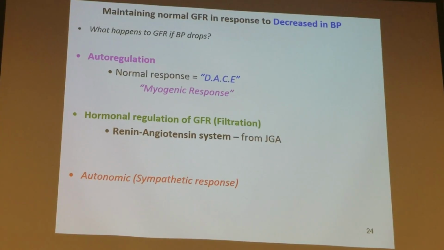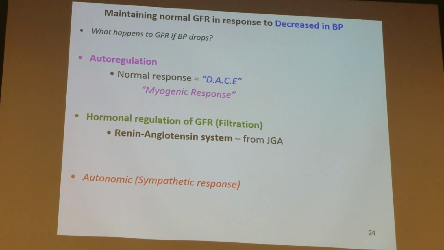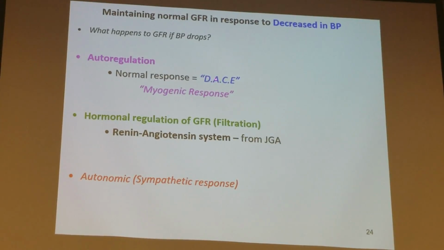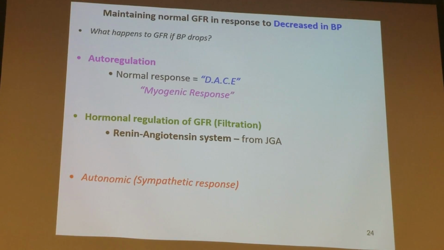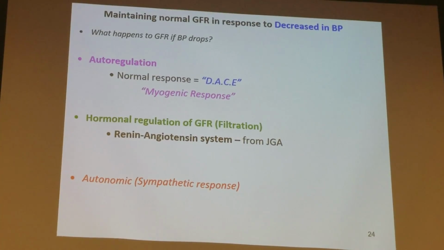So I created a mnemonic. This is not in a book. This is my own weird warped sense of mind here. An autoregulation in response to a drop in blood pressure, I think of as DACE. Dilate afferent, constrict efferent. That will help me raise my GFR, and I have fixed my problem. It's simply a change in the diameter in response to blood pressure.